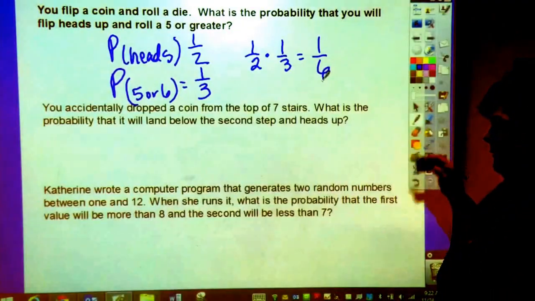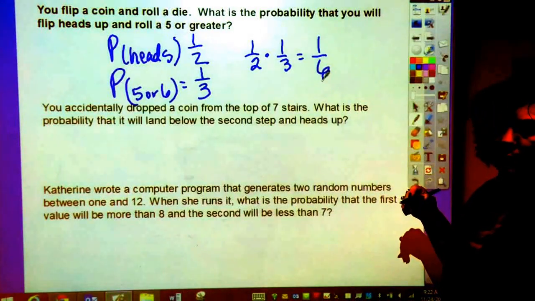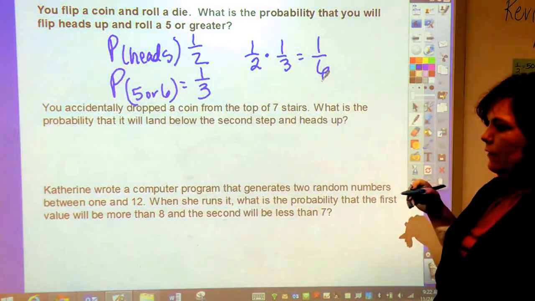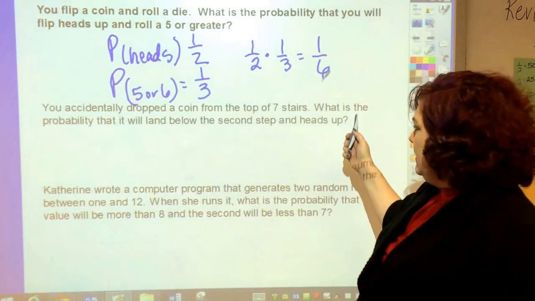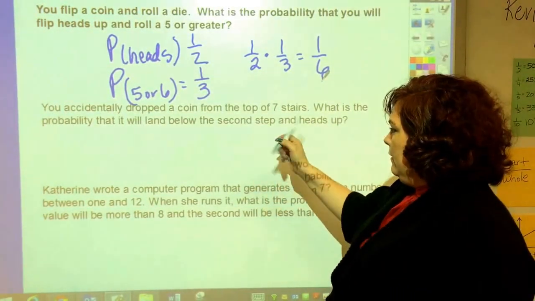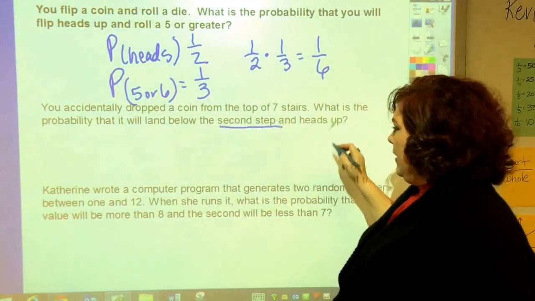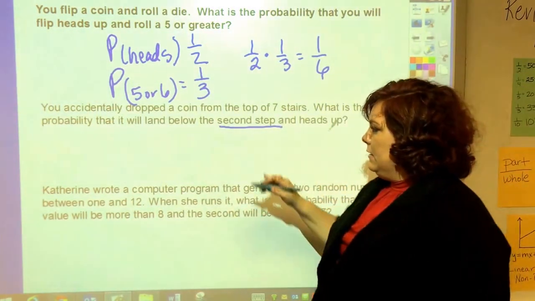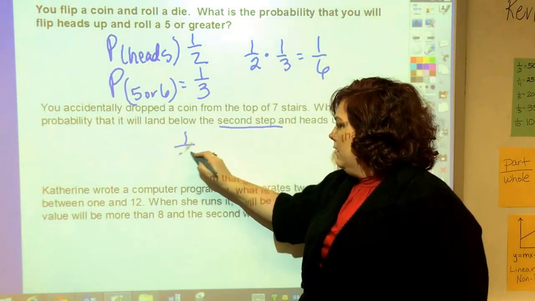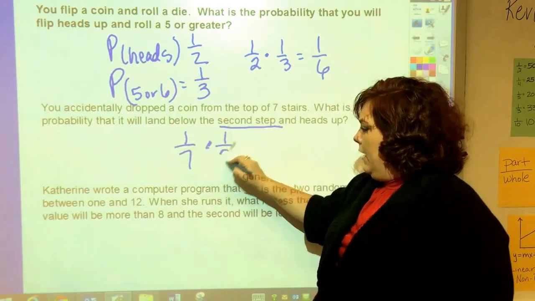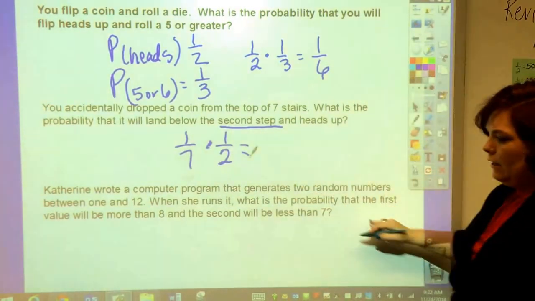So I'm going to leave the rest of these for you to work through and to see how you do. You accidentally drop a coin from the top of 7 stairs. What's the probability it lands below the second step or heads up? So below the 7th step is 1/7, and heads up is 1/2. And then do the rest.